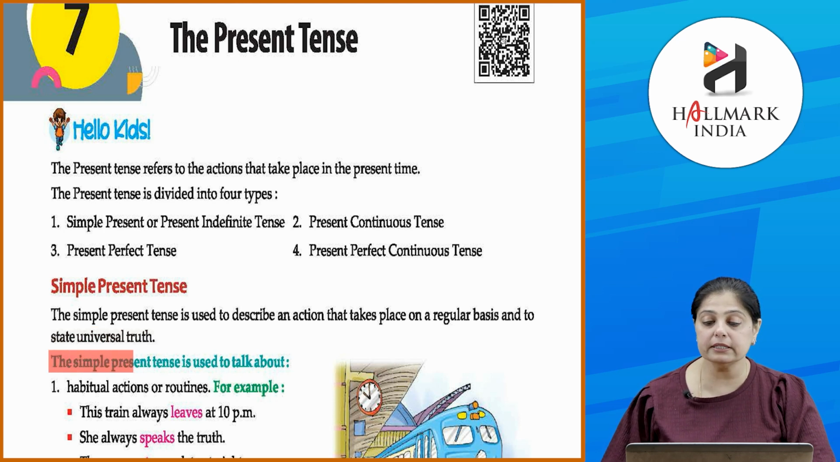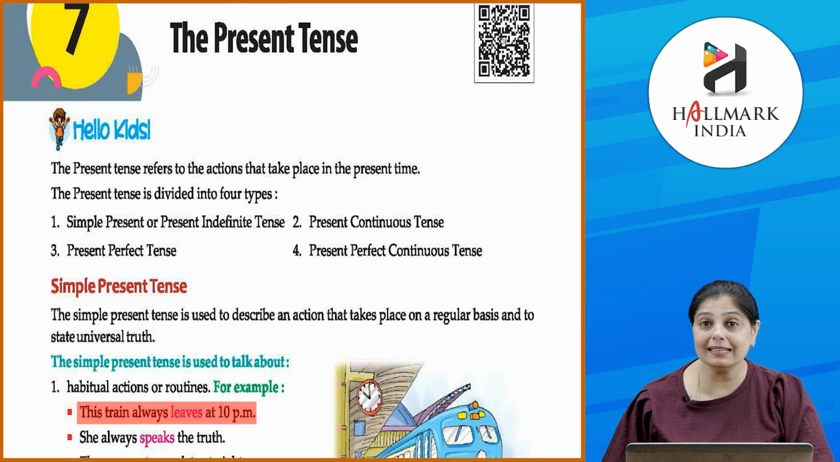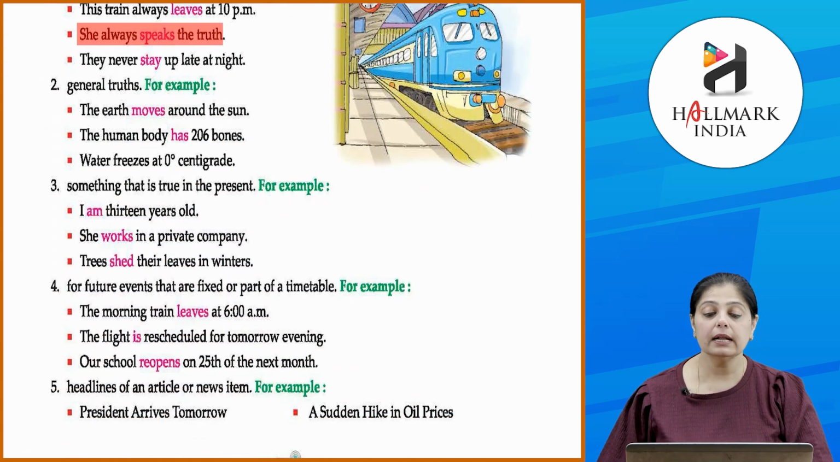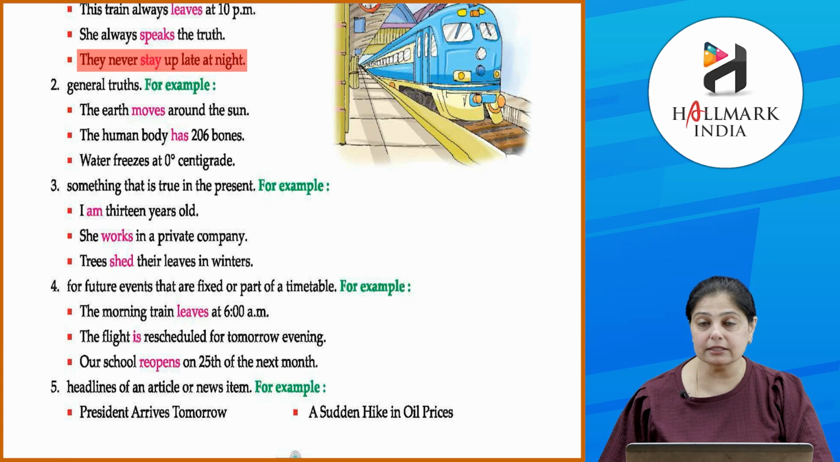The simple present tense is used to talk about, one, habitual actions or routines. For example, this train always leaves at 10 p.m. We can say that Rohan goes to school at 7 a.m. So, this is like a normal routine. She always speaks the truth. So, this is like a habit. They never stay up late at night. Again, this is a habit, a ritual that they follow every day, that they sleep early. They don't stay up late at night.